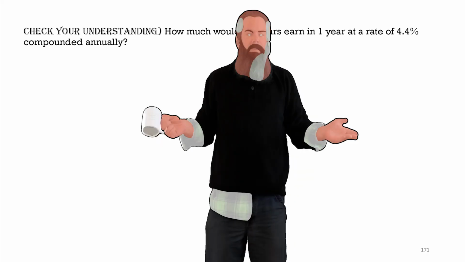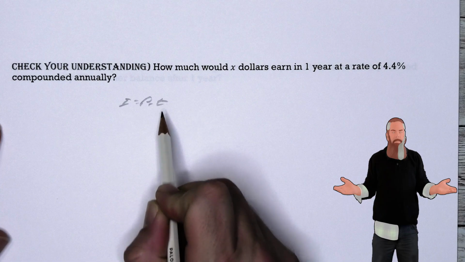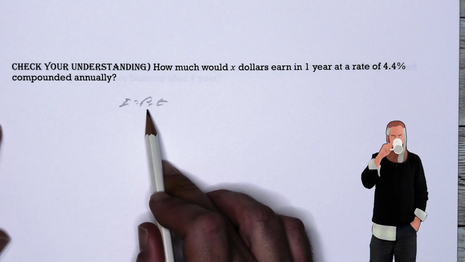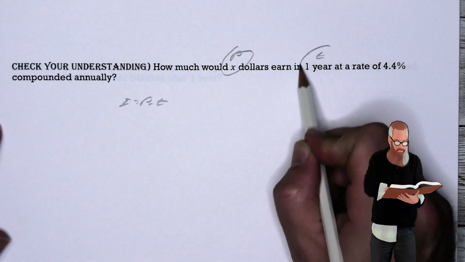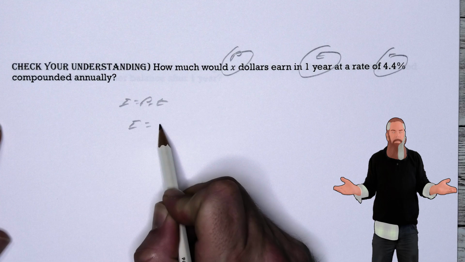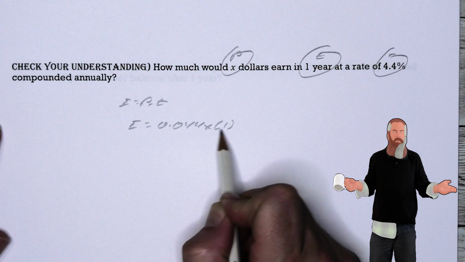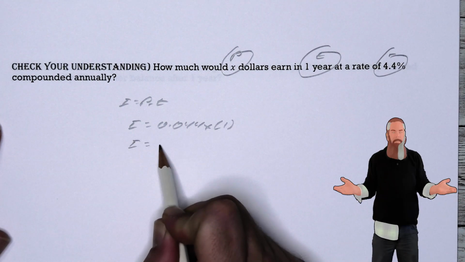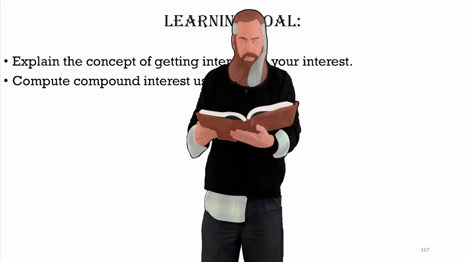Let's check our understanding and see how much would X dollars earn in 1 year at a rate of 4.4% compounded annually. So we already know that simple interest is equal to PRT. Now, P is X. We don't know what that is. Our time frame is 1 year, and our interest rate is 4.4%. So we're going to wind up with 0.044 times X times 1. Now, the 1 multiplies and more or less disappears, leaving us with 0.044X.